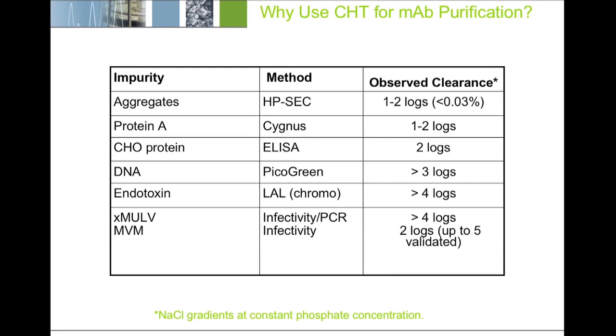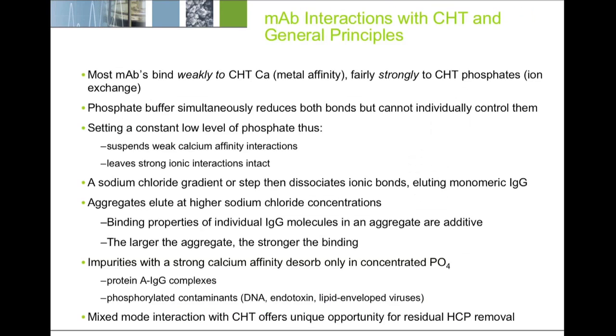In this table, I've shown the various impurities that are present in a typical process feed stream for monoclonal antibody purification. Now on the right-hand side, you see observed clearance in logs of these various impurities. Here you see that CHT removes a significant amount of all impurities present in the process stream. I want to specifically focus on aggregate removal, which is 1 to 2 logs, and in some cases removes aggregates down to the level of detection, in this case 0.03%.